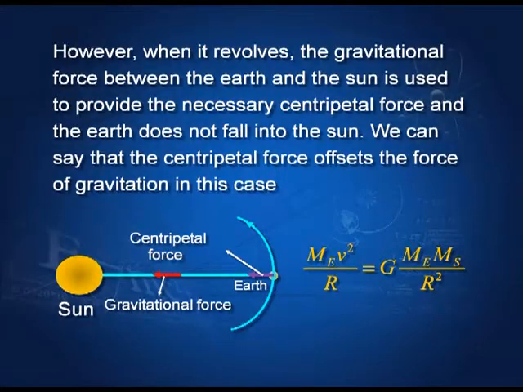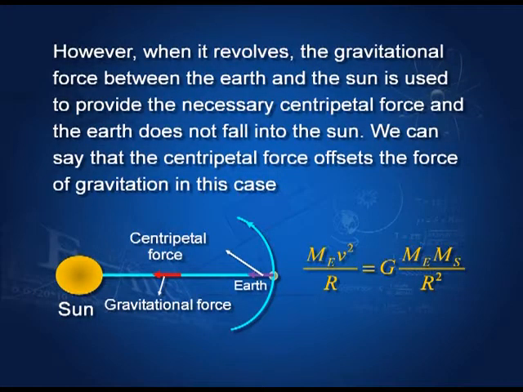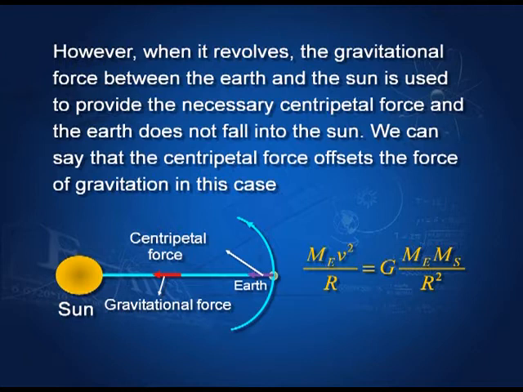However, if the earth is moving in a circular orbit, then it requires centripetal force, and this centripetal force is provided by the gravitational force between the sun and the earth. So, this gravitational force is used as the centripetal force for the motion of the earth around the sun, and therefore, the earth does not fall into the sun. In a way, you can say that the centripetal force offsets the force of gravitation.